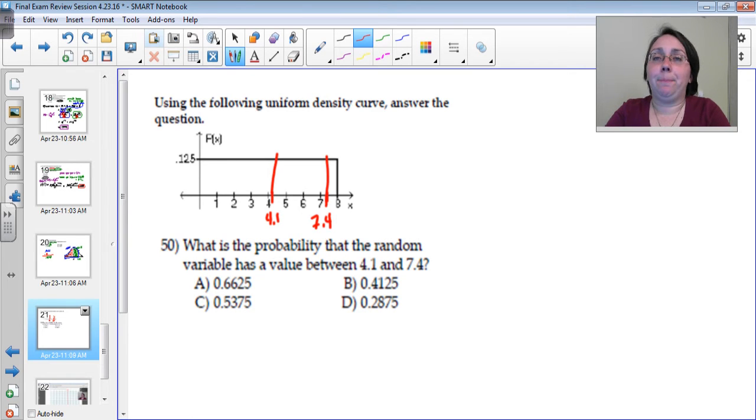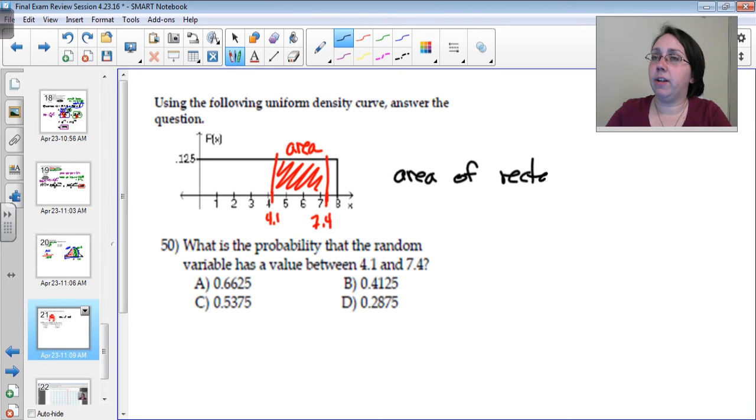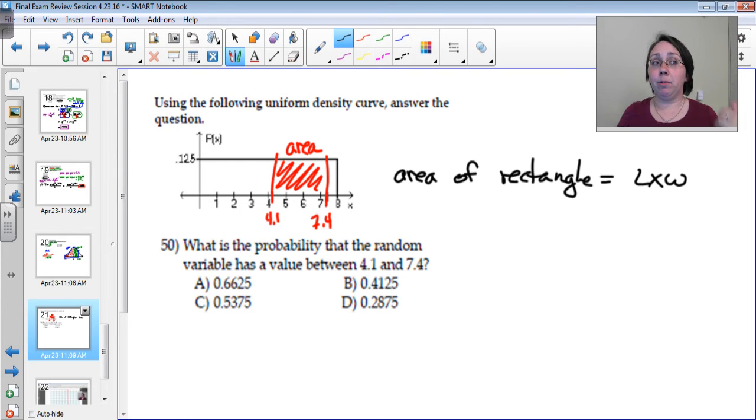So what are we looking for? Those are the numbers, but what are you trying to find? The area in between. Now, to find the area of this shape, what shape are we finding the area of? Area of a rectangle. How do you find the area of a rectangle? Now, the whole rectangle is not what we're interested in. We're interested in just the red area.